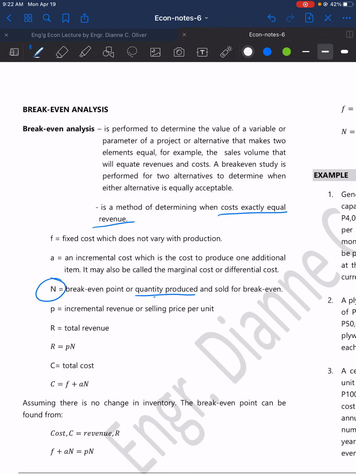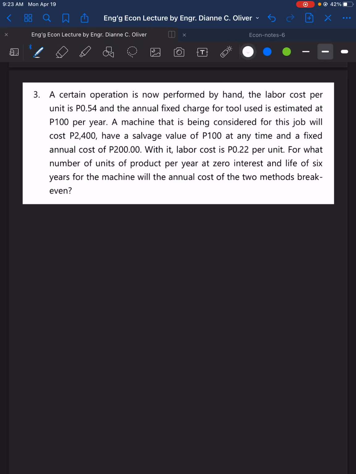So it's still in the definition of break even because we are determining the value of a variable or parameter of a project or alternative that makes two elements equal. Okay? So we are making them equal. So let's have the two alternatives. The first one is the hand operation or the manual operation. So the solution is first the manual operation.